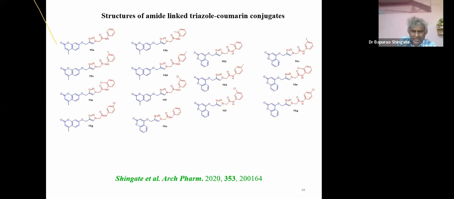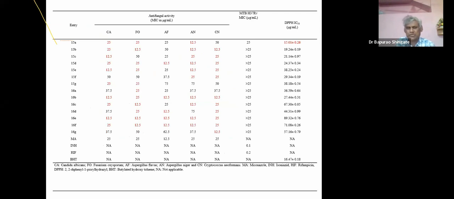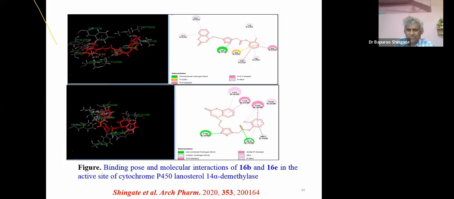After characterization by means of spectroscopic techniques, we have screened these compounds for antifungal activity as well as antitubercular as well as antioxidant activity, and see the data showing excellent antifungal activity against the different types of fungal strains, which we have docked against the active sites of cytochrome P450, lanosterol 14 alpha demethylase, and showing better interactions. And this particular work is published in the journal ArchPharm.